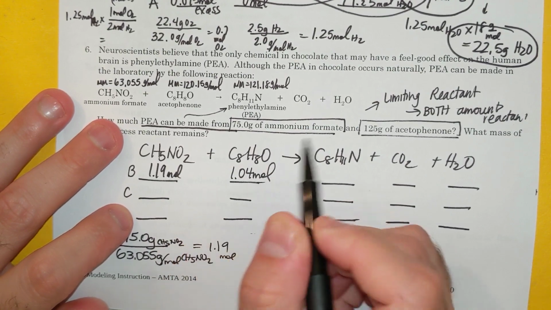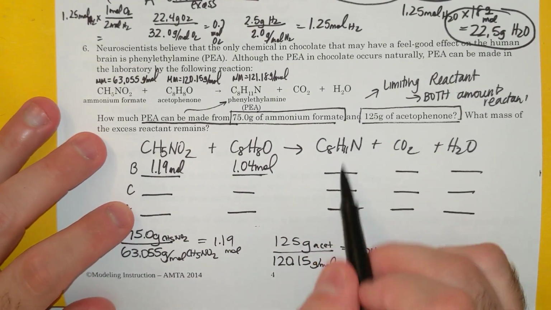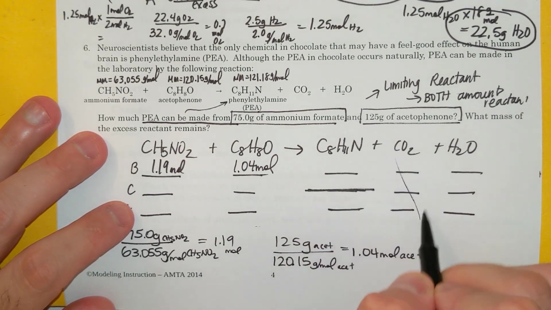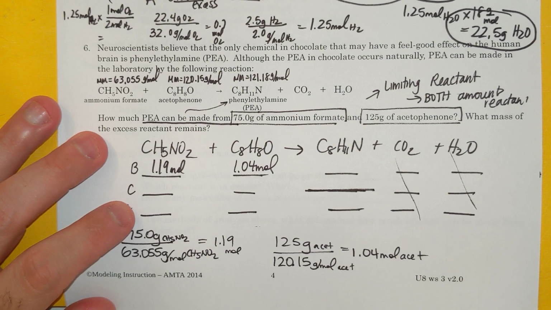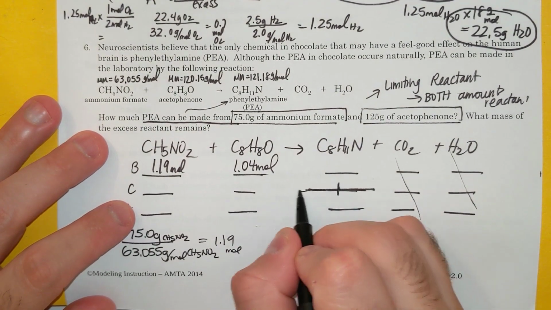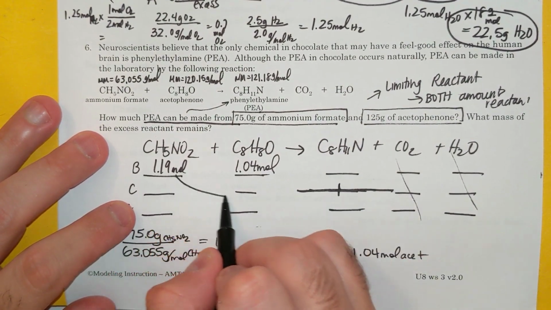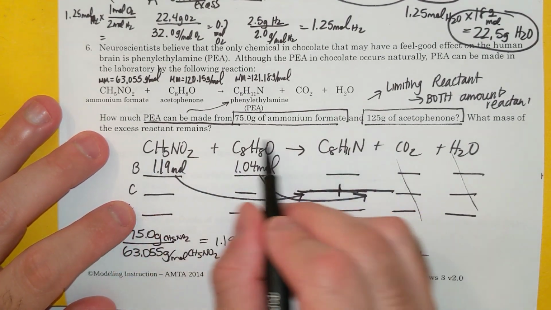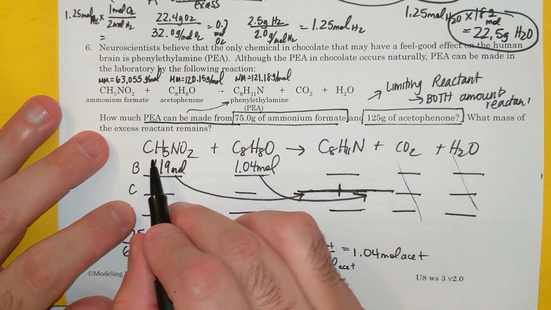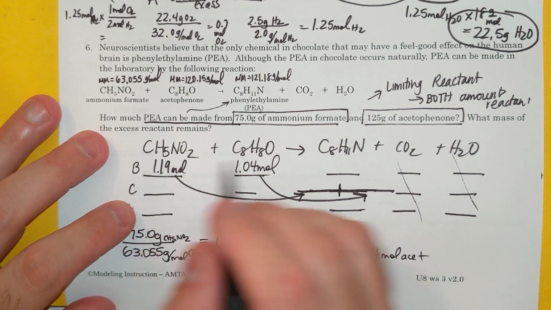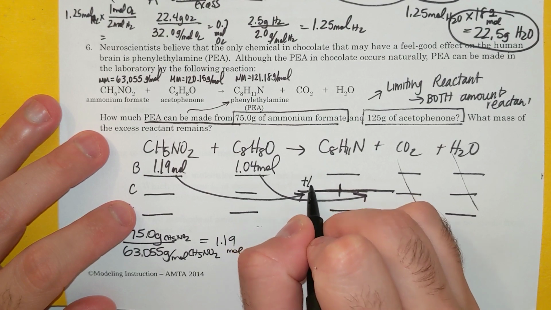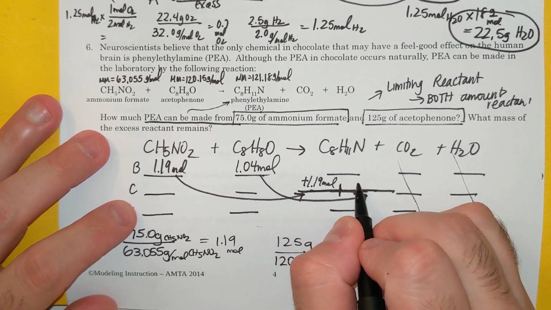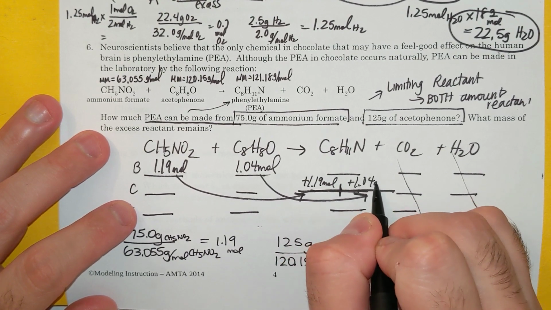1.04. And the question's asking about this phenylethylamine. So I'm going to put the longer line here, and I'll ignore my CO2 and my H2O for right now. It's not asking about it. I'm going to see how many moles each of my reactants could give me for my products. Well, everything's in a 1-to-1 mole ratio, so it's going to be the same. So from CH5NO2, I should get plus 1.19 moles. From C8H8O, I should get plus 1.04 moles.